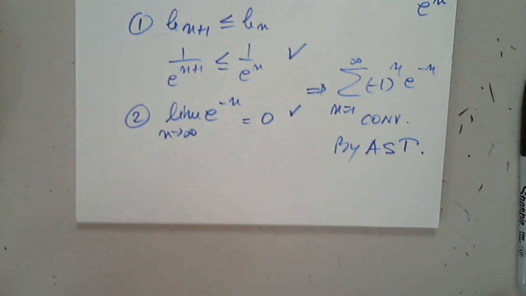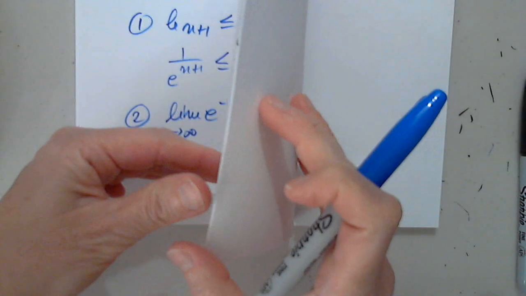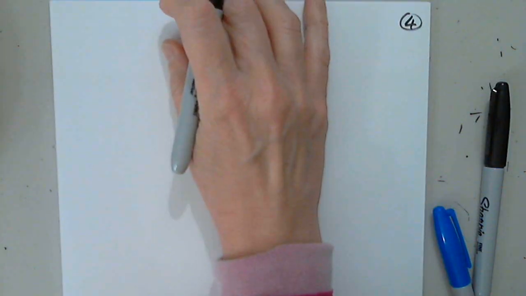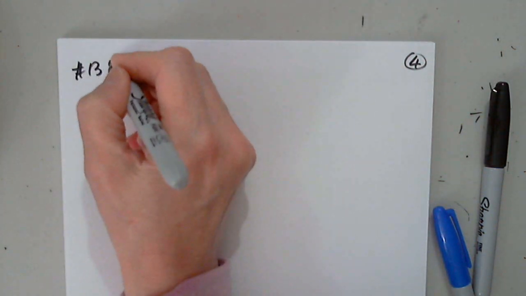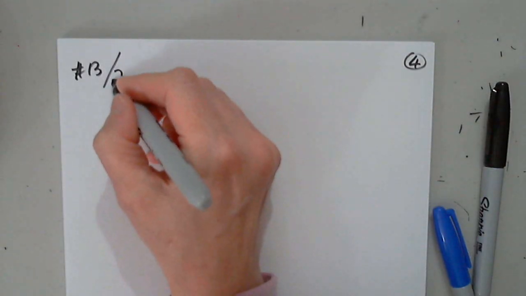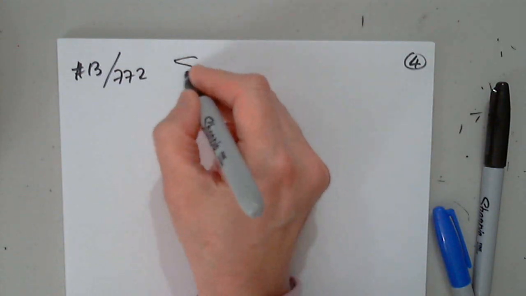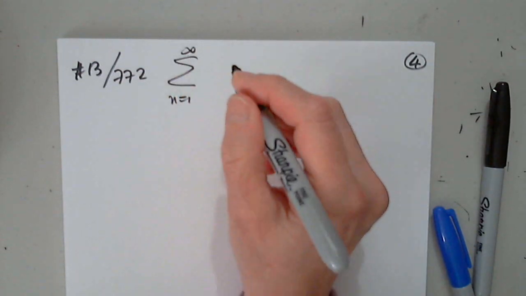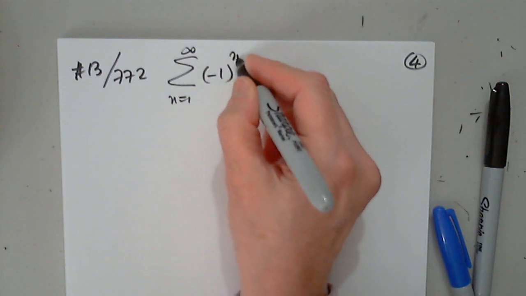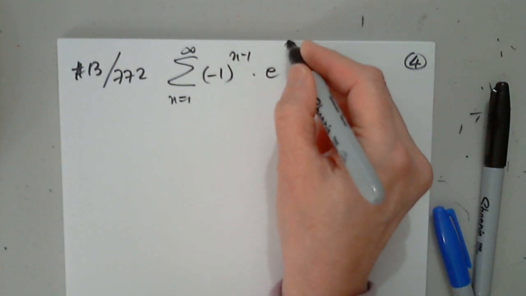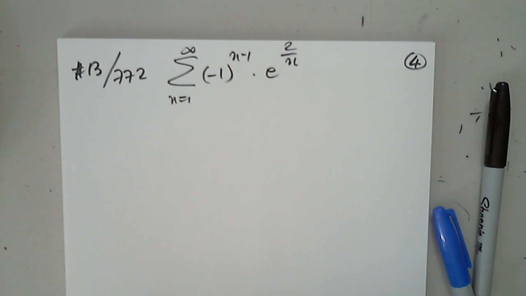Okay, let's see what is next. Let's look at 13, on page 4. Still on page 772. And we have the series n equals 1 to infinity of negative 1 to the n minus 1 times e to the 2 over n.